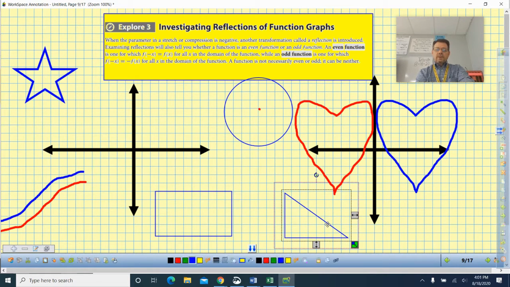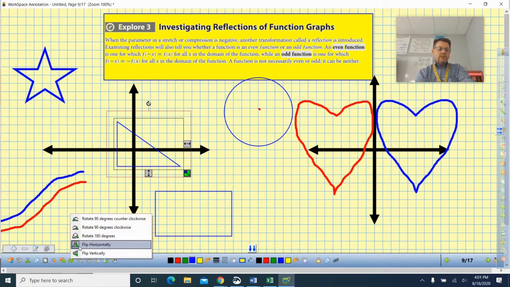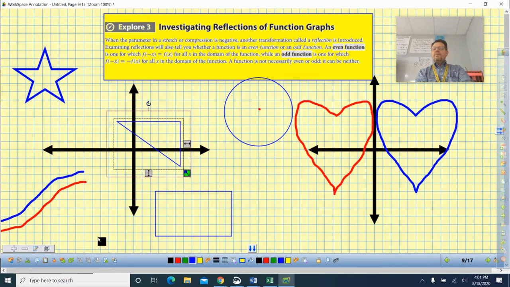Now, lastly, this triangle. It had no chance of ever being even. How about now? Could I rotate it 180 degrees and get back what I started? Well, let's give it a try and see what happens. No. So triangle, no shot at being odd or even, at least not this one. An equilateral might could be even, but you know, hey. So that gives you an idea.